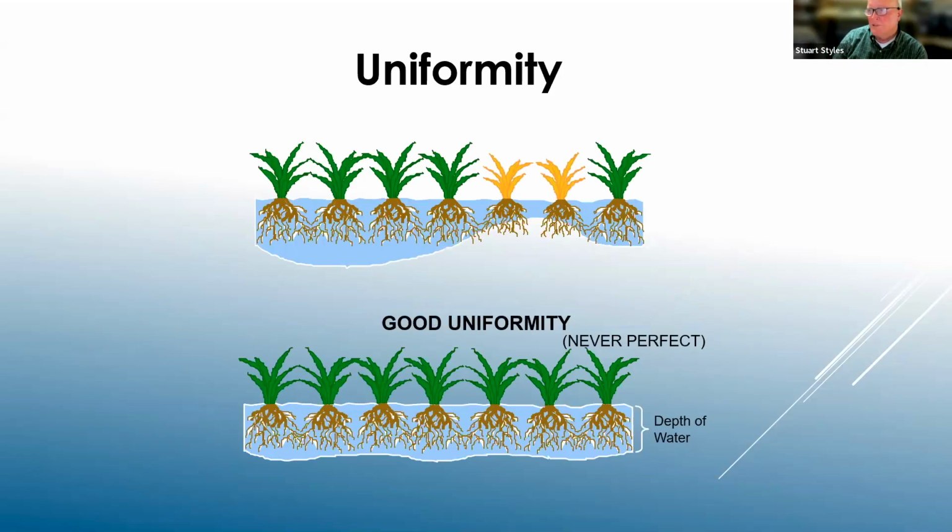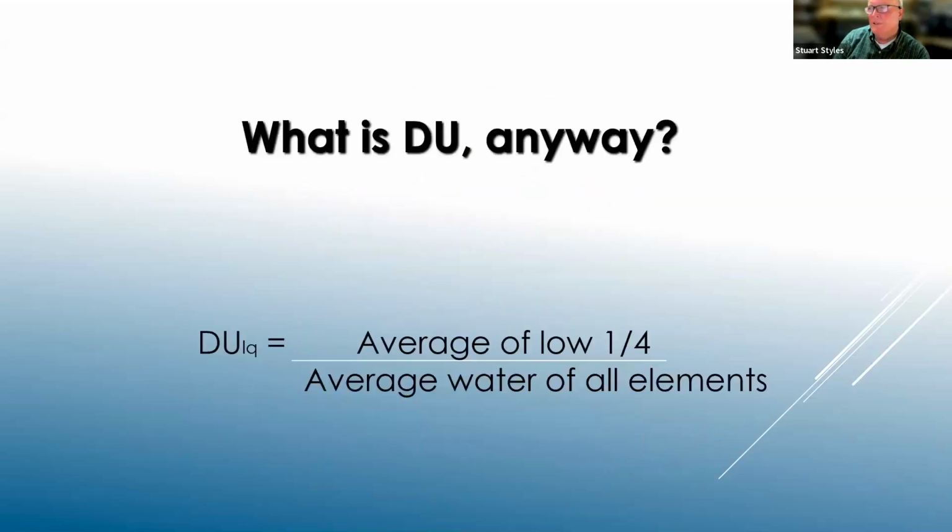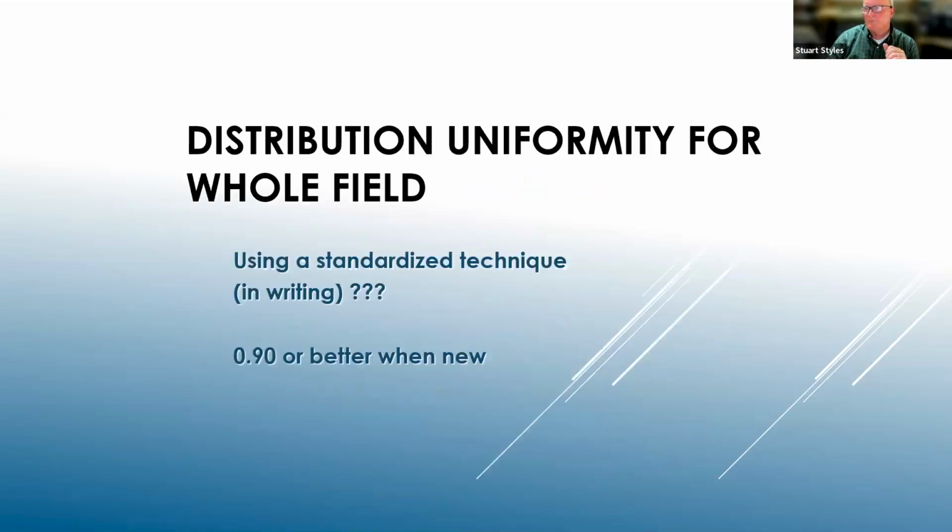So uniformity is a pretty basic idea. If you don't have good pressures, if you have plugged emitters out there, a portion of the field is not going to get adequate water. If you have good uniformity, the plants are all going to be happy out there. We got water in the right places. This DU that we calculate is the DU-LQ, the DU of the low quarter. It's a statistics term that we just take the average of our low quarter values and compare it to the average of all of our elements. I'll explain that in a second later with an example.